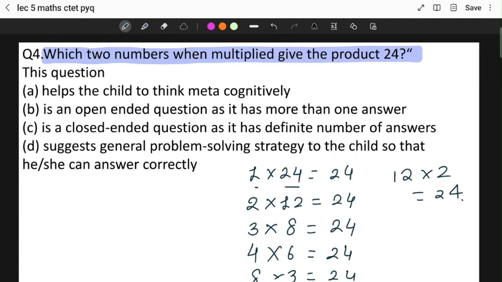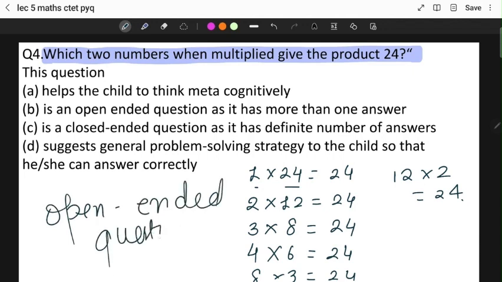When such a condition arises, where we are getting multiple answers, that is n number of answers, such a question is called an open-ended question. Please make a note of it. What is an open-ended question? An open-ended question means a question where we are getting multiple answers.